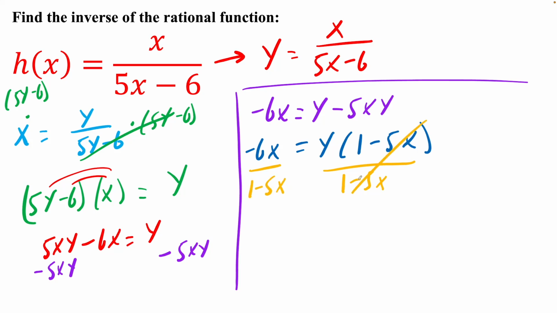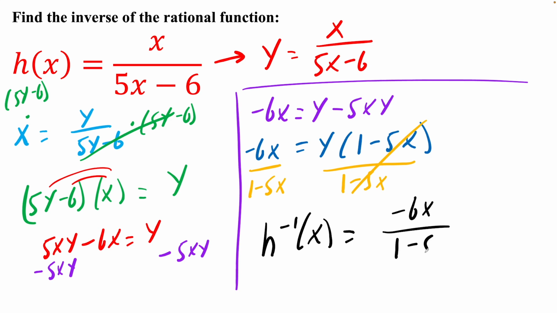These pieces cancel out. And to save some space, we know we change y to this inverse, so h to the negative 1 of x is equal to this. So negative 6x divided by (1 - 5x). And this right here is our final answer. And that's all we need to do for these three problems.